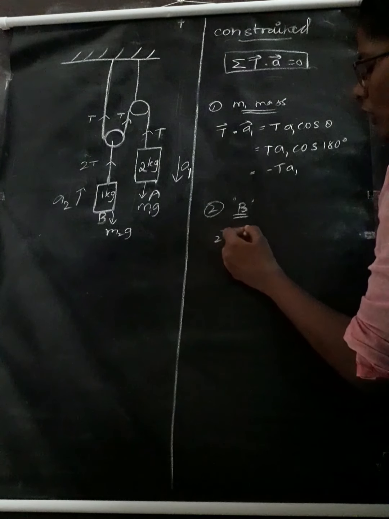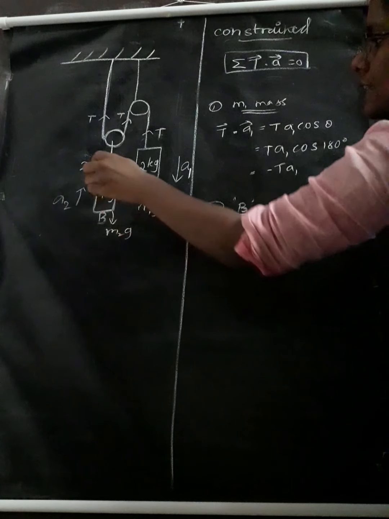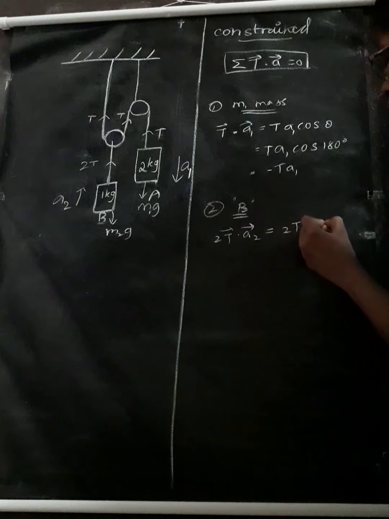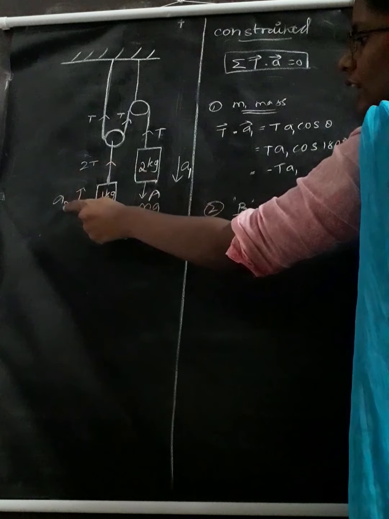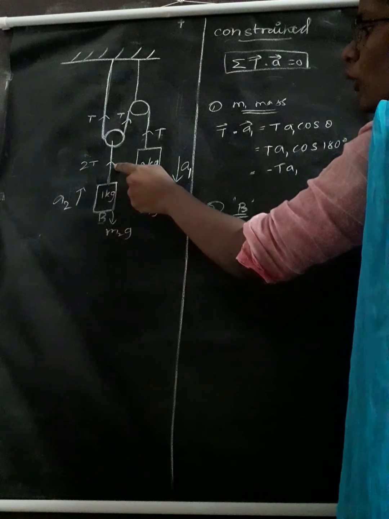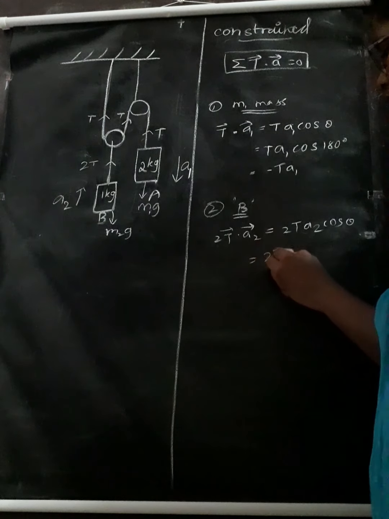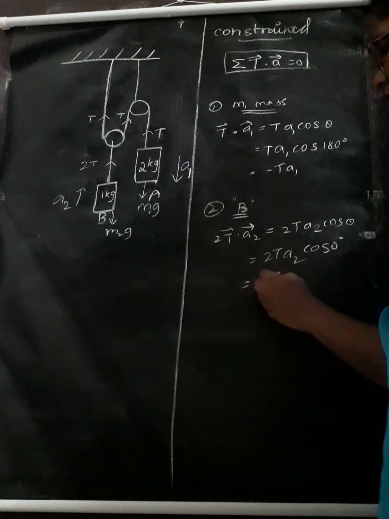From the block B, T vector dot A2 vector, because block B has tension 2T. So 2T A2 cos theta. The angle between the tension and A2 is 0 degrees, because both are acting in the upward direction. So 2T A2 cos 0 degrees, which is 1, so 2T A2.